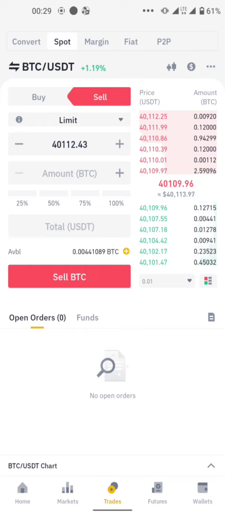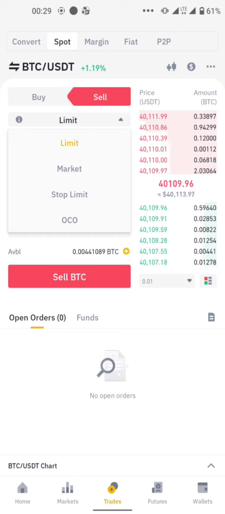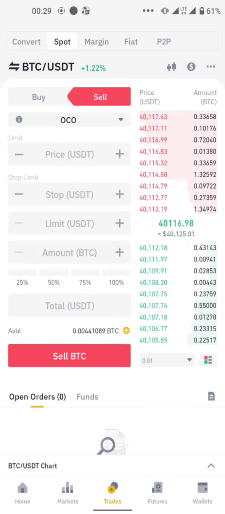And you come to this place where you are seeing the limit order, you tap it. Once you tap it, you will see the limit, the market, the stop limit, and the OCO. So you tap the OCO. The OCO order is basically a combination of the limit and the stop limit order. What does this do? For instance, in the market, you just bought, maybe after your analysis or your research, and then you are seeing a resistance. You don't know if the market can break that resistance or go below it.